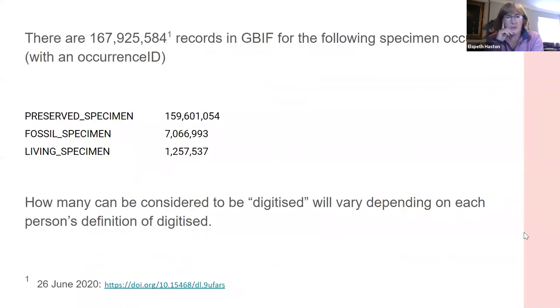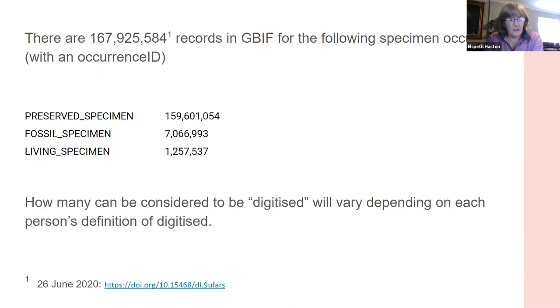So if we were to look at one of the largest global aggregators of biodiversity data, GBIF, and I want to give a big thank you to Tim Robertson, Matt Blissett, and John Waller at GBIF, who've been helping me with the data, and they provided this really nice data set for me to work with. So I've got 168 million records in GBIF for specimen occurrences. These are ones that have occurrence ID. And it gives you an idea of the kind of figures we're talking about. So for preserved specimens, we're looking at about 160 million specimens.